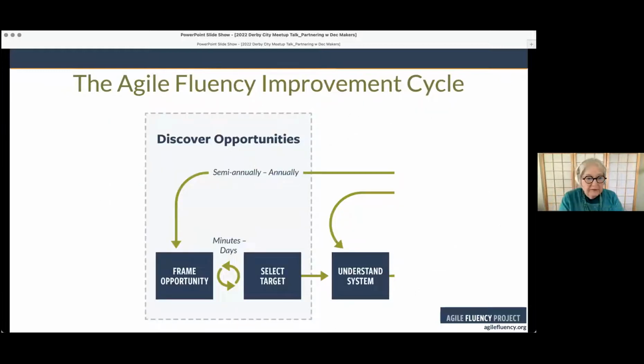So just to get started, diving right into this idea of partnering with decision makers. We have this thing we call the Agile Fluency Improvement Cycle that helps guide us through this partnership. It's a path through the partnership that, as you're getting a hint of here, is not linear. There's a lot of feedback loops that we'll be examining as we go along to keep the relationship alive and keep the relationship going. But in the first part of this, when we initiate this partnership, what we want to do is discover opportunities. And it's not our professional opportunities. It's the opportunities for this decision maker that we're talking to.